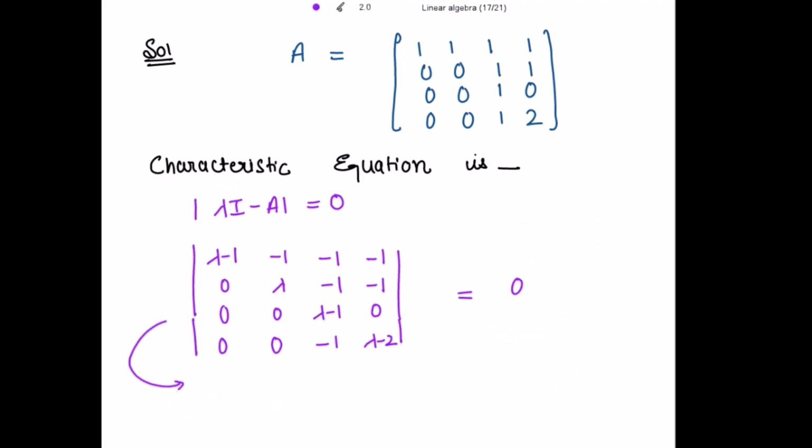So when solving this determinant, we get the equation lambda minus 1 into lambda minus 1 into lambda minus 2 equal to 0. And from here we get lambda equal to 1, 0, 1 and 2. So we are getting 3 distinct eigenvalues for lambda, and lambda equal to 1 is of multiplicity 2. Eigenvalue 0 is of multiplicity 1. The eigenvalue 2 is of multiplicity 1, but eigenvalue 1 is of multiplicity 2.